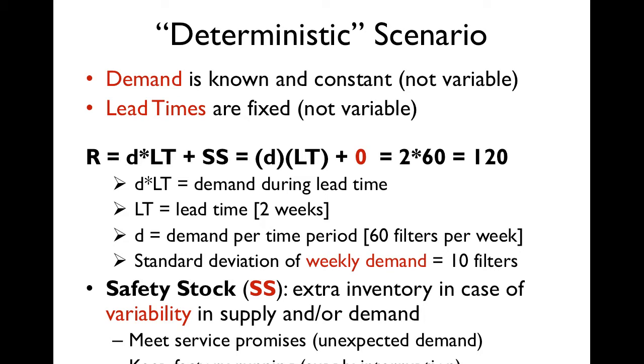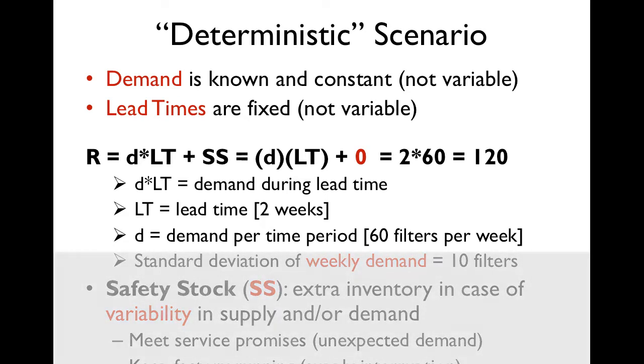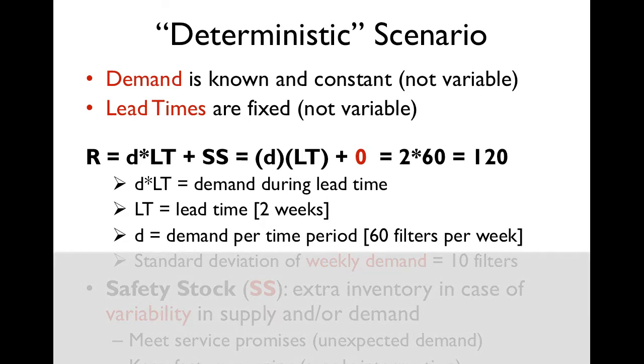The deterministic scenario, which is sort of to get the baseline case, assumes that demand would be known and constant, and it assumes that lead times would be fixed. So here's the formula. R, the reorder point, is equal to the period demand during lead time, plus some safety stock to account for variability. Well, in the deterministic model, we don't have any need for safety stock because we know everything. It's known, it's fixed. So the safety stock goes to 0. Really the deterministic scenario says you should place an order when inventory reaches 120.